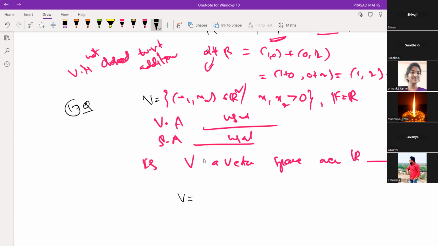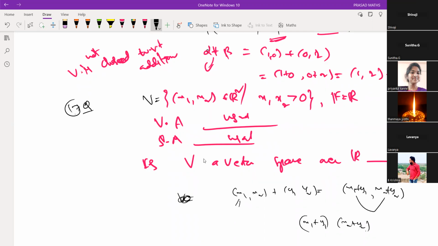There is no problem, right? Is there any problem? x1 x2 is positive, so is there any problem with closure property? No, sir, no. Suppose you take x1 comma x2, you take y1 comma y2. If you take the sum x1 plus y1, x2 plus y2, question is, does it mean that the product is positive? x1 comma x2 in V means x1 x2 is positive, y1 y2 also positive. Yes or no?